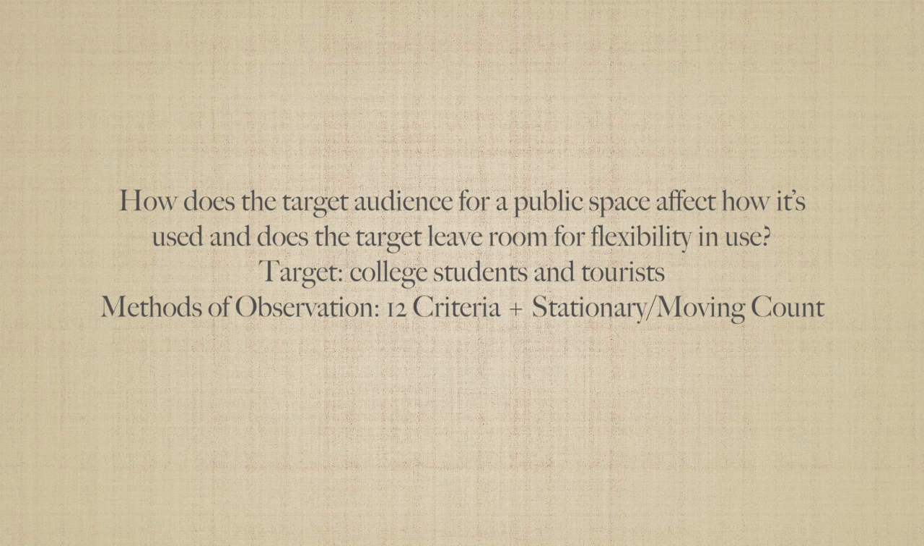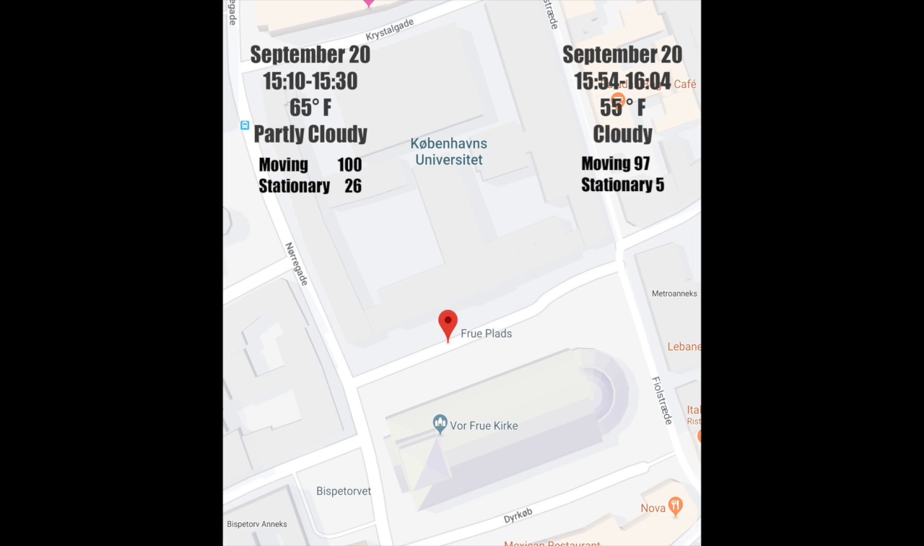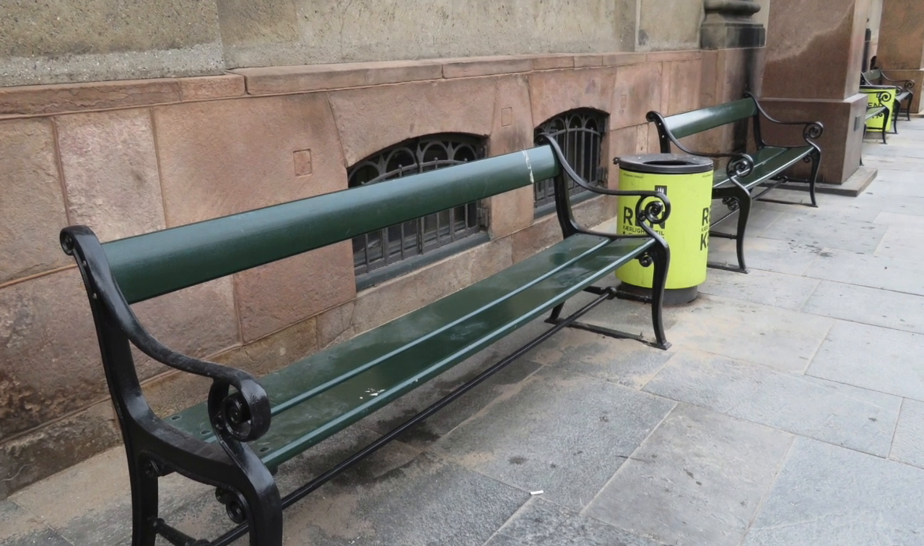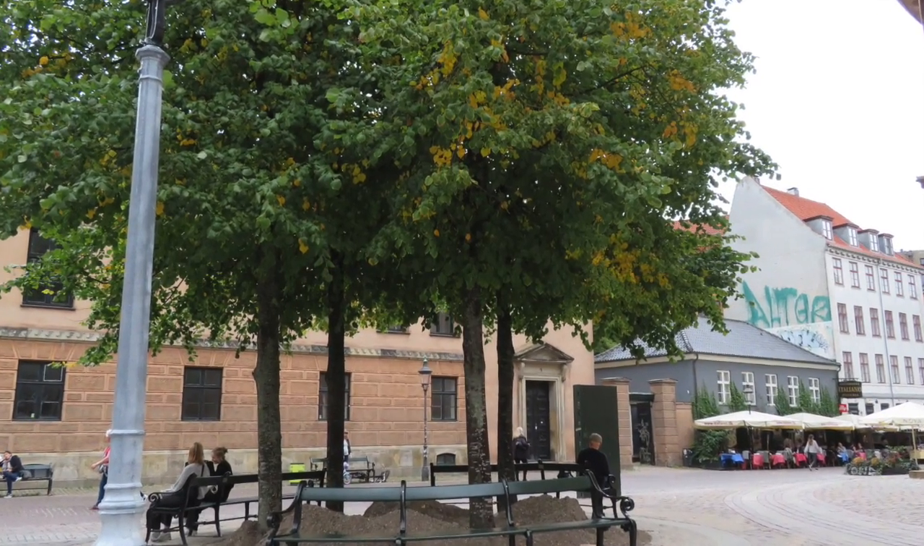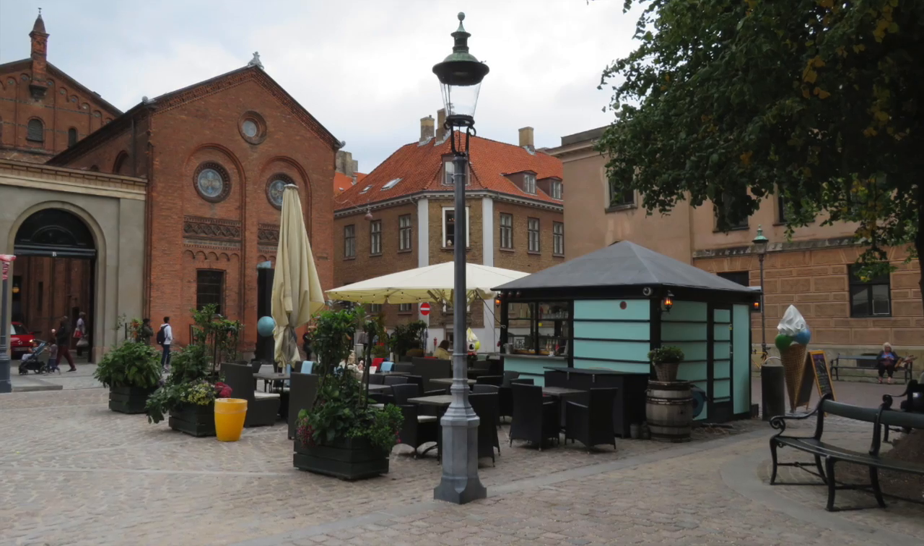Overall, I found that most people used Frue Plads as a way to get from one place to another. During a 20-minute time period on the nicer day, there was almost a 4-to-1 ratio of moving people to stationary people. Moving people were defined as anyone who crossed through the square via bike or foot. People traveling on the sidewalks along Norgel and Fjellstrand were not included in the count unless they crossed through the square. Stationary people were defined as individuals sitting anywhere within the plaza, including the benches along the buildings and under the tree, steps, or at the gelato stand in the square.